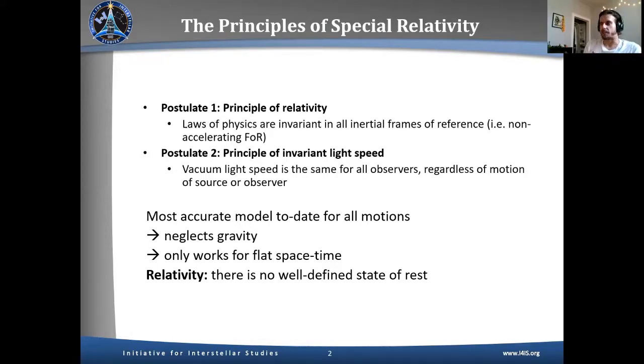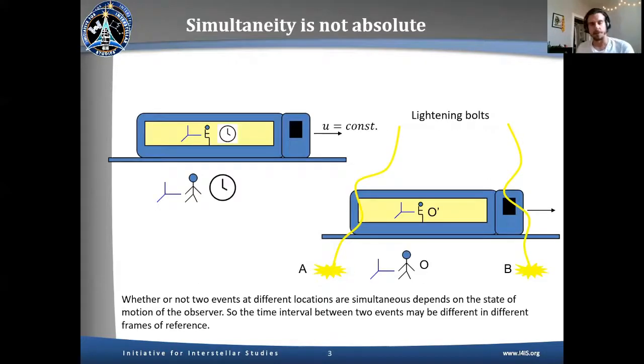What is important is that this approach so far is the most accurate model for all motions that we've been observing. Special relativity neglects gravity, and it only works for flat space-time, and we'll get into that. The name relativity comes from the fact that there's no well-defined state of rest, meaning all motion and observations are relative to the observer and how the observer moves with respect to other observers or other frames of reference. I'll give you an idea.